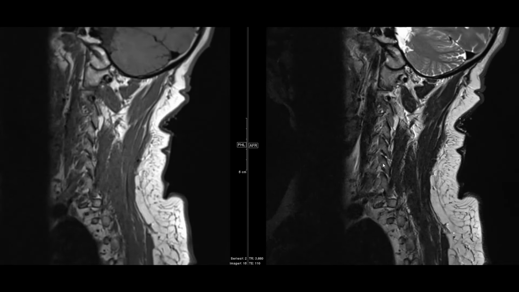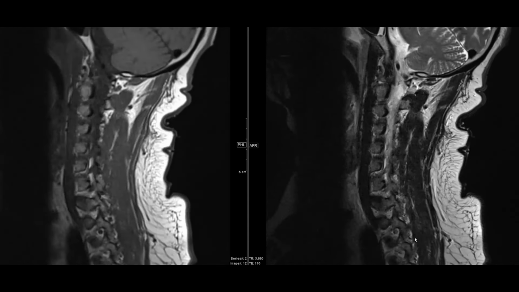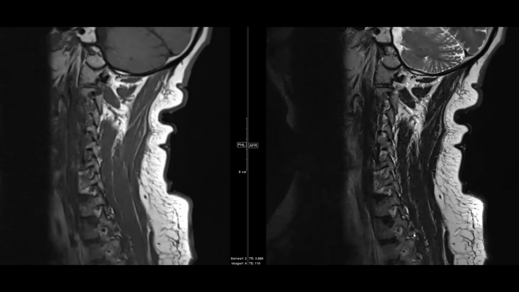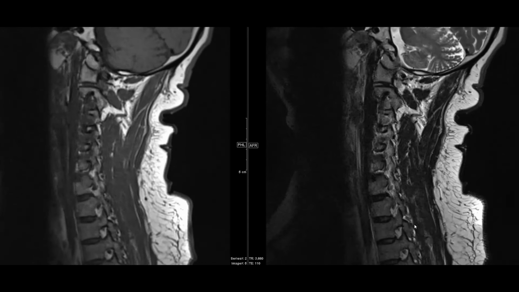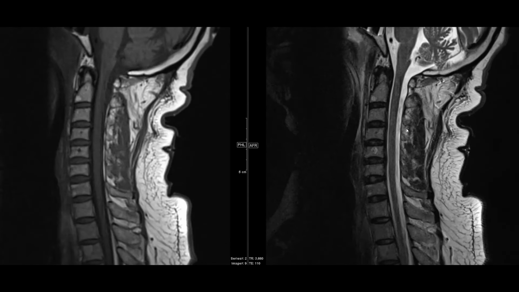You want to look at the facets and make sure the facets are all generally in alignment and none of those facets are destroyed. You can also take a quick look at the spinous processes themselves. You don't want to see any destructive lesions in those spinous processes. So this again is normal.